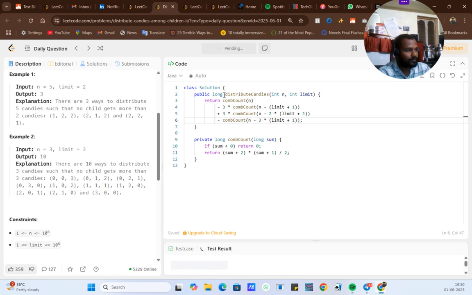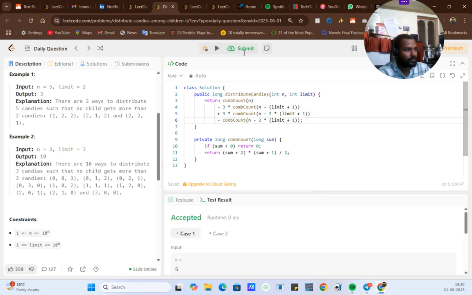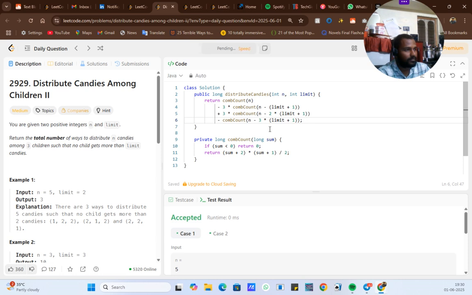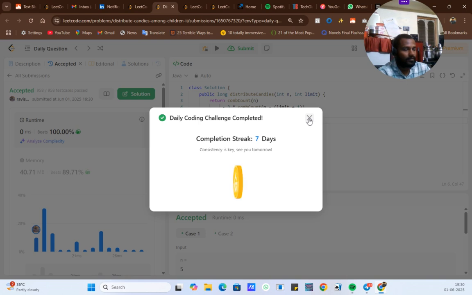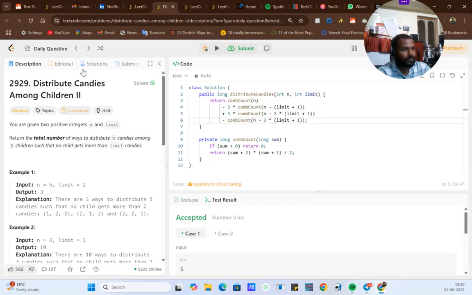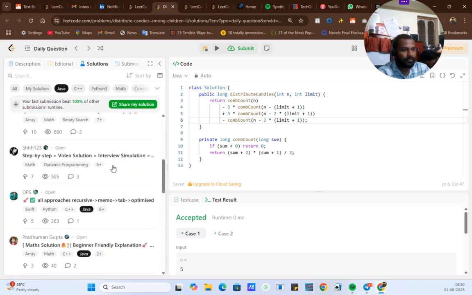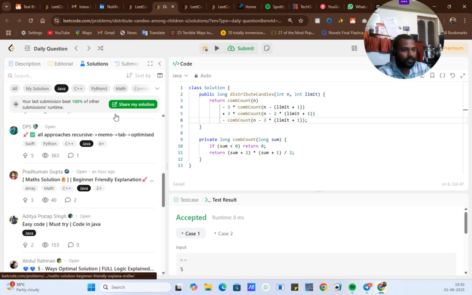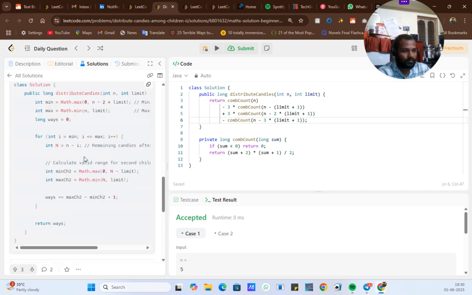So let's try to run this one. Submit. Yeah, this is executing, and we can also see optimal solutions also. So these we can see in the solution section.